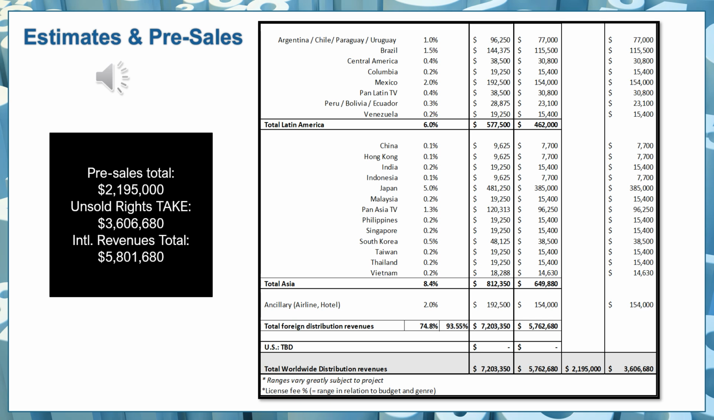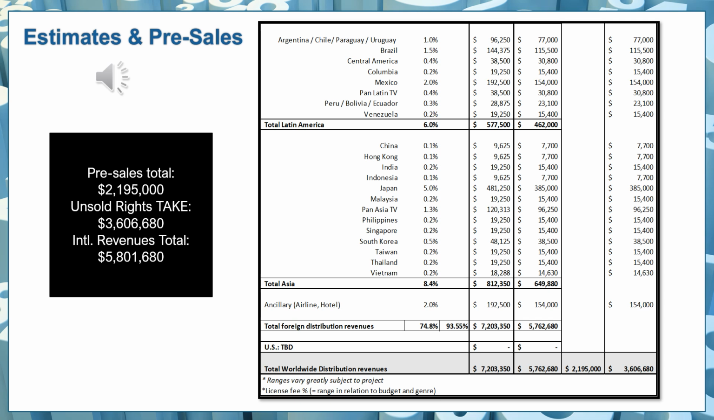So altogether we have pre-sales of $2,195,000, and we have unsold rights in the take category of $3,606,680. So the international revenues total will show $5,801,680. The revenue total is important when you run your waterfall because you need to add those two things together rather than applying percentages, which is what we normally do. And you see here that we have again left the US out because we will deal with the US as a rent-a-studio deal.